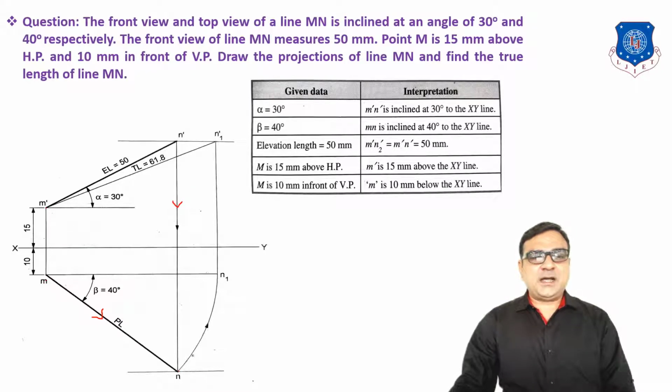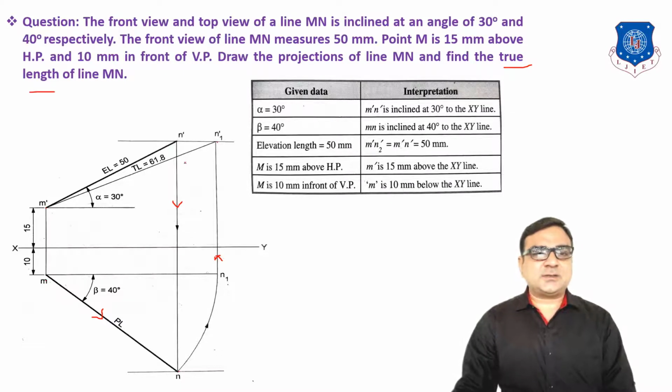Now with M as center and MN as radius, draw an arc up to the horizontal line of M, which gives N1, and from N1 draw a vertical line. On this vertical line we will get the intersection with the horizontal line, N1 dash. Now join N1 dash to M dash, which is known as the true length. So here we have to find the true length of the line. The answer is 61.8 millimeters.